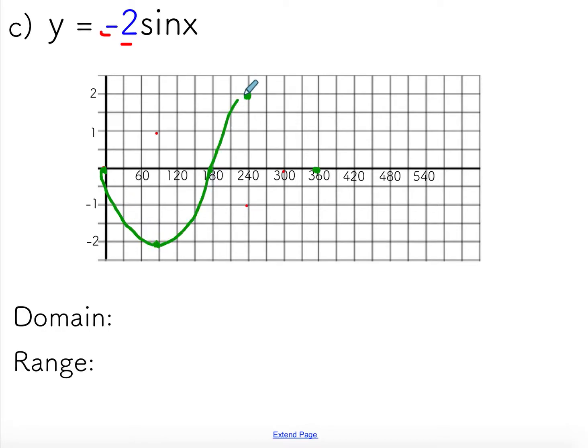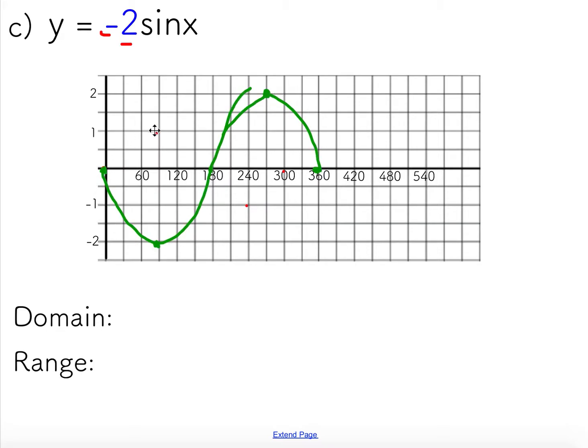So I'm going to try my best here to kind of connect. You know, I actually missed that point. It should be at 270 right there, and come back down like this. Right. So I kind of messed up that one, but that's okay. That's an easy fix. So something like that. You can just ignore this part of the graph. But that would be my reflected sine graph.